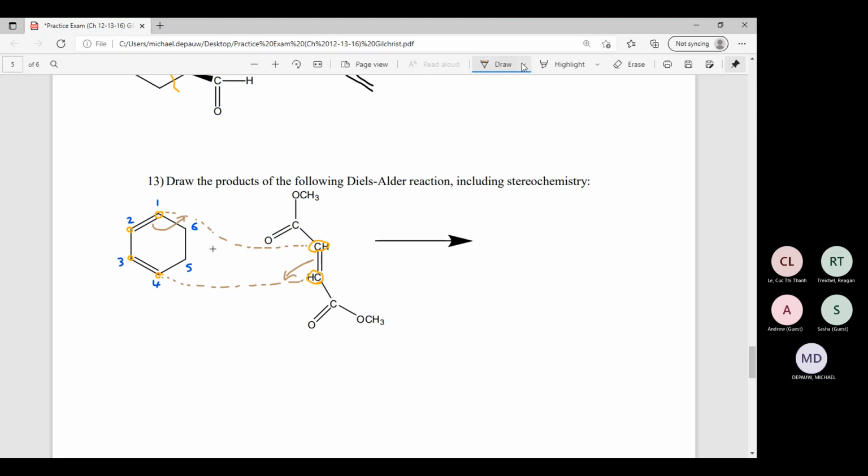And the product is going to look a little bit weird. It's going to be kind of like this. This is how I draw bicyclic compounds, so you can draw it differently if it's easier for you.